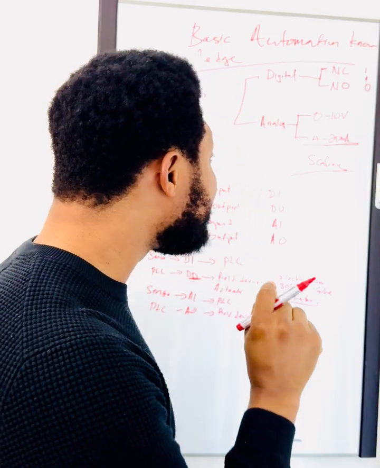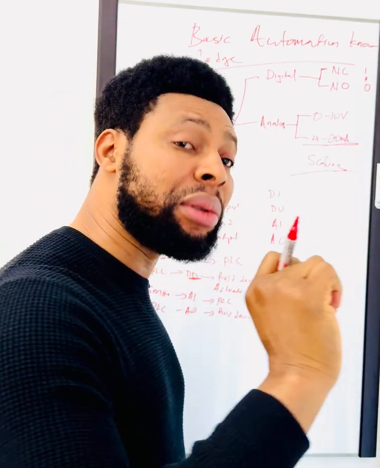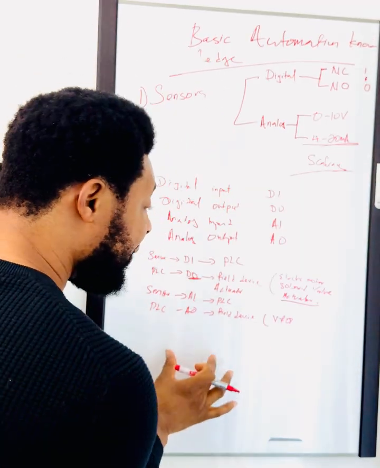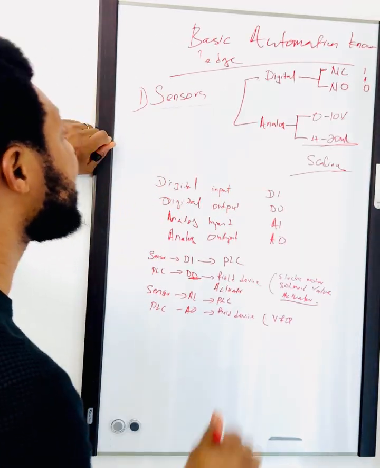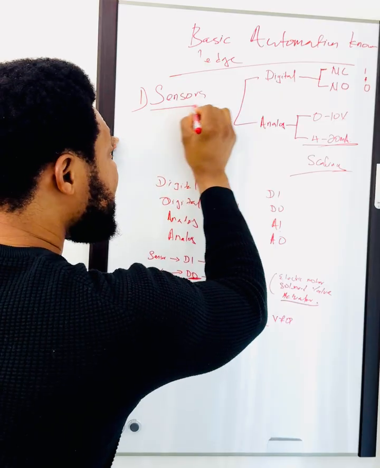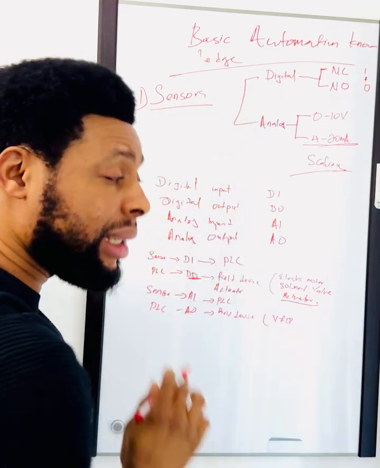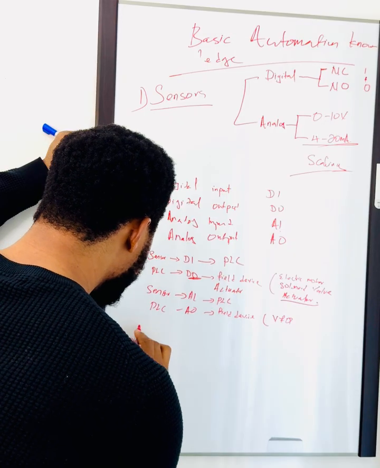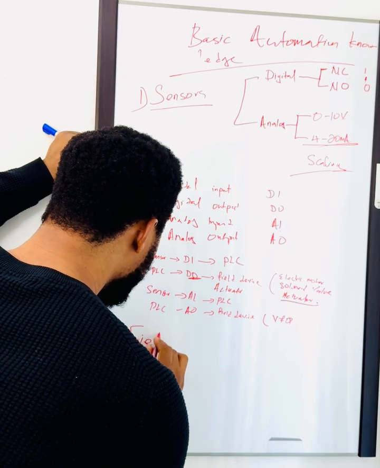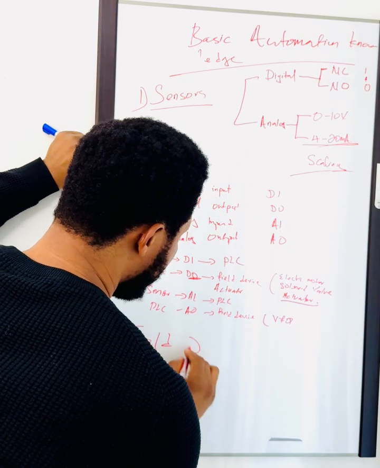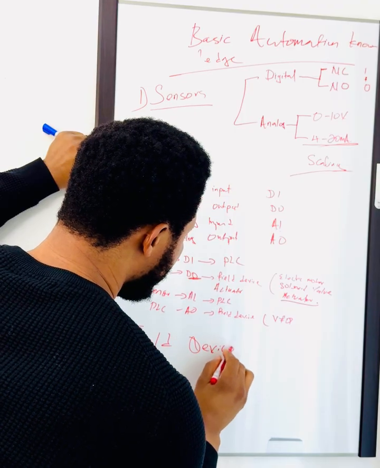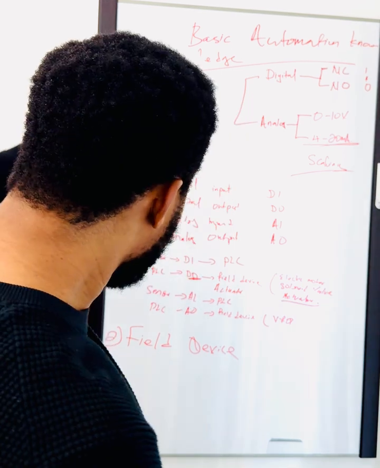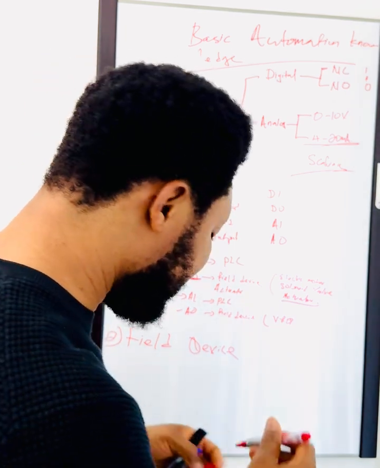How is it being used in the program to make sense, to control something? I'm going to teach you very simple ladder logic, but I want you to grasp this very, very well. Just know that you have your sensors, right? Then the second thing that you have is your feed devices. Just take note of this. You have your sensors, then you have your feed devices.